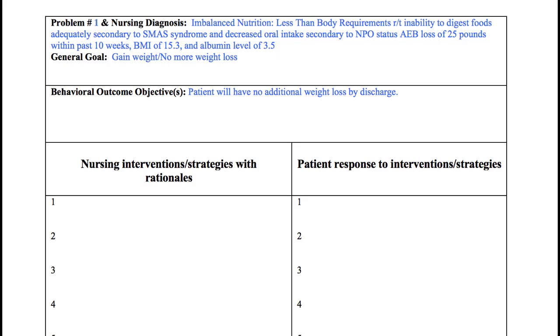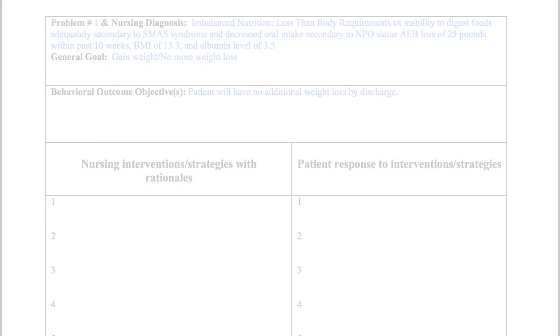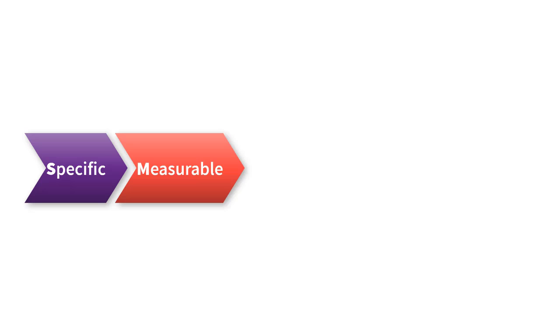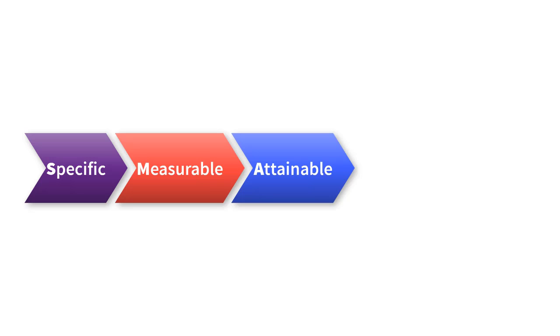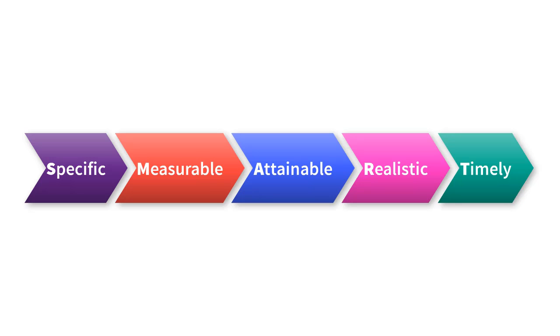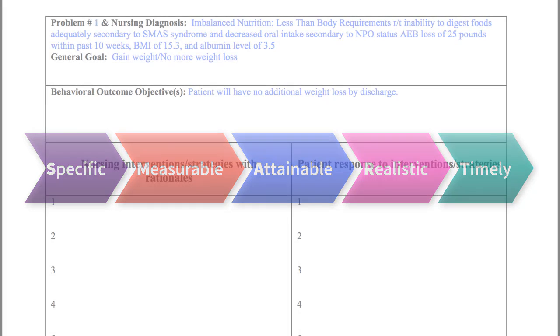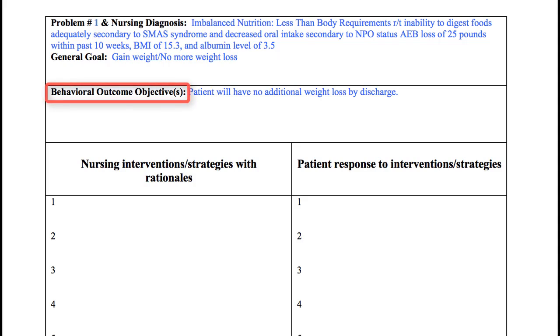The second box is the behavioral outcome objectives. This is where you will write a SMART outcome. SMART stands for specific, measurable, attainable, realistic, and timely. You should start your outcome as patient will. The behavioral outcome for this patient is patient will have no additional weight loss by discharge. You can have more than one outcome in this section.